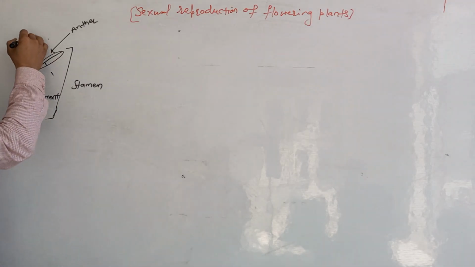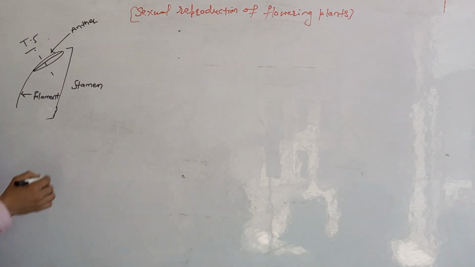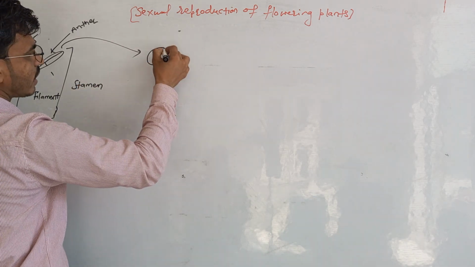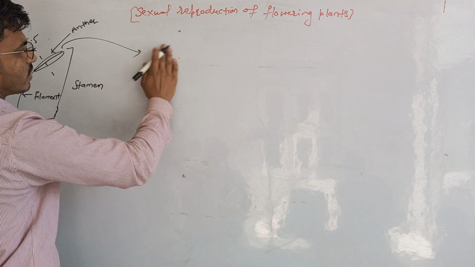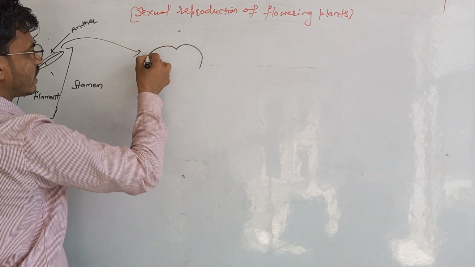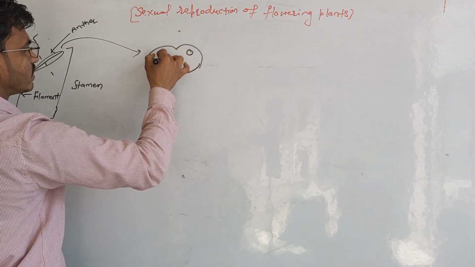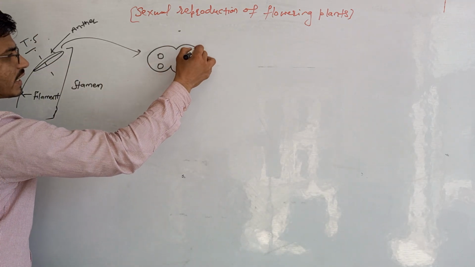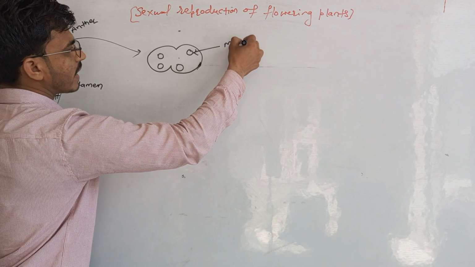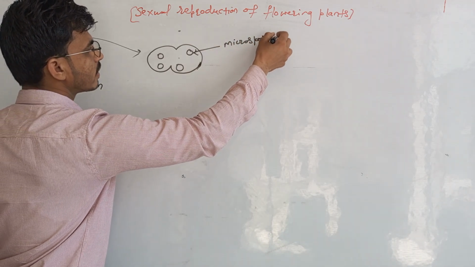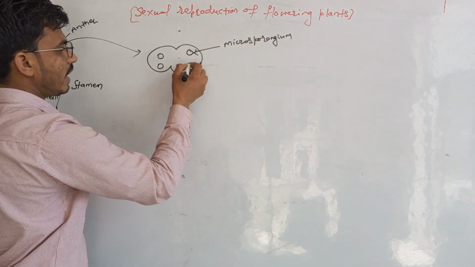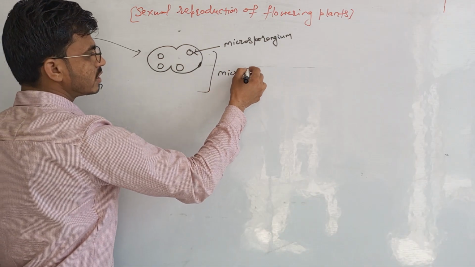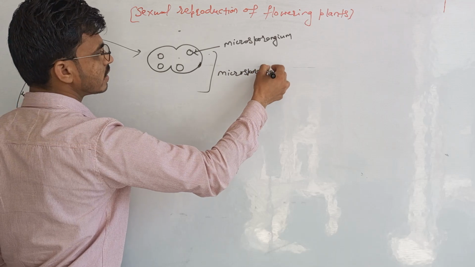If we cut a transverse section of the anther, we can see a structure known as the microsporangium. We obtain four sac-like structures. One is called the microsporangium, and all four together are known as the microsporangia.